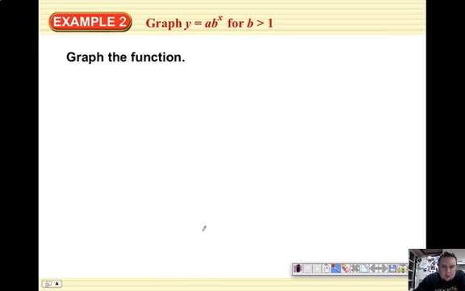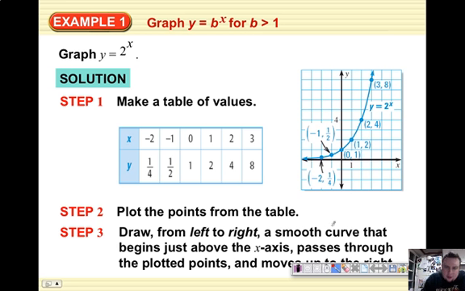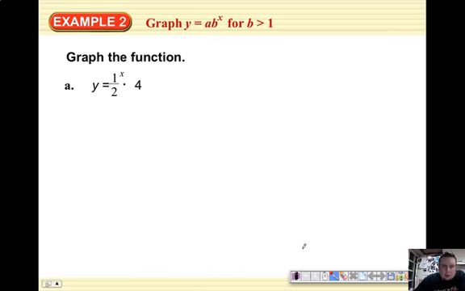Look at that last part. Draw left to right a smooth curve that begins just above the x-axis. Okay, there you go. You can practice those later.